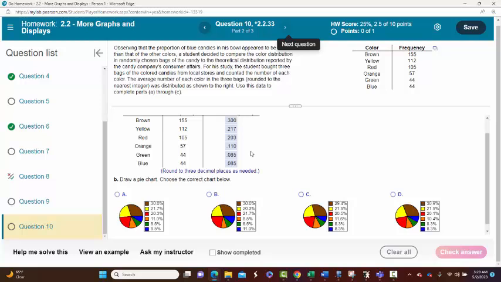Unless, oh, it's doing it by color. Well, okay, that's still okay. It's still the same thing. I'm overthinking this. It still should be A.